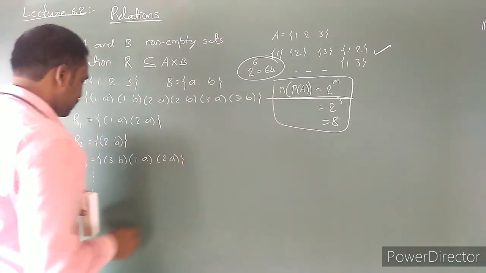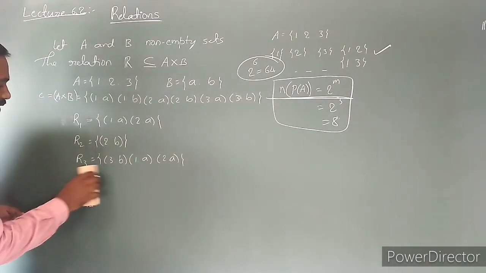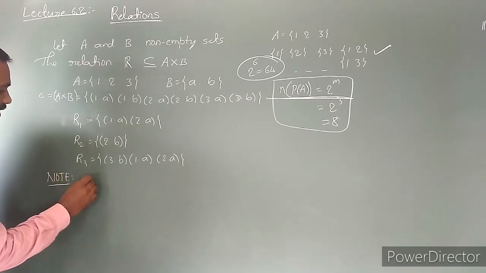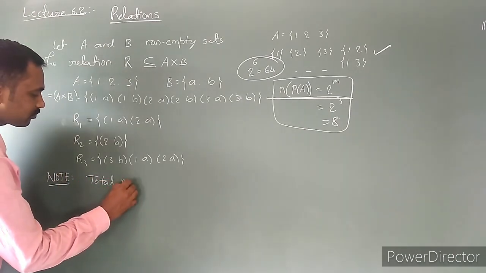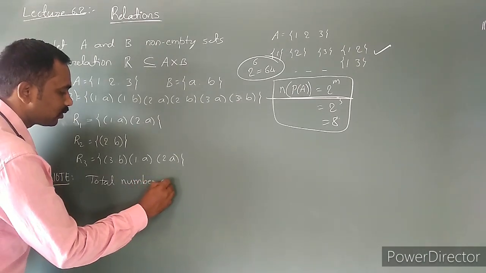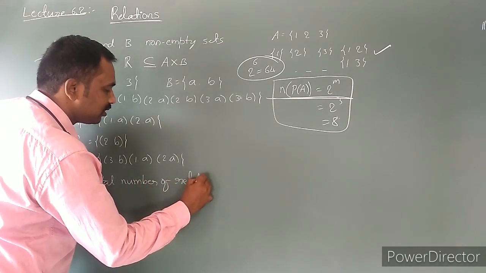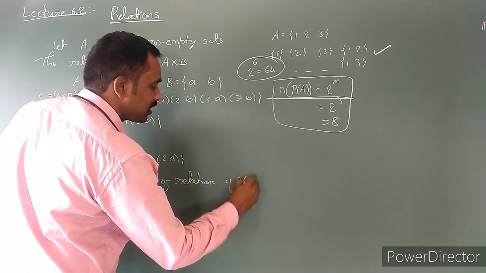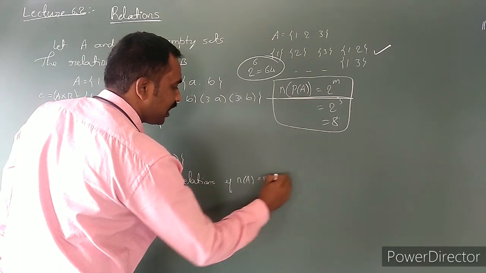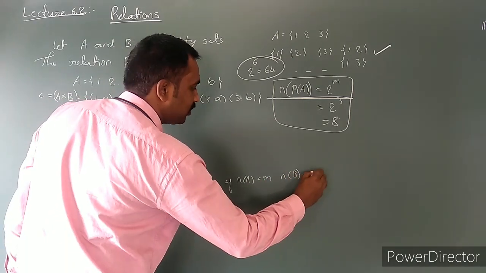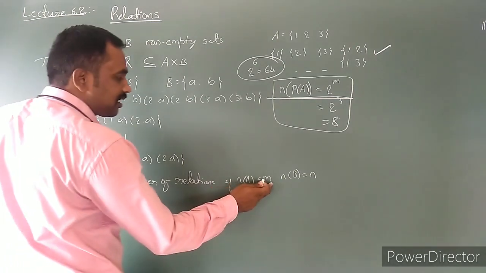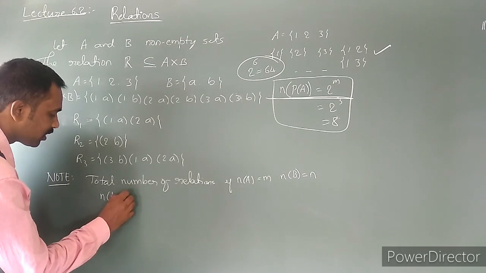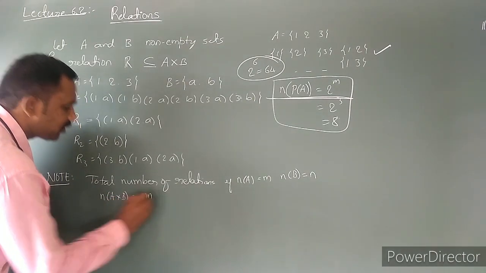Now, we just got one point. What is that point? Note, I just take it. What does the note mean? Number of relations. What is the total number of relations? If n of A is equal to m and n of B is equal to n. Set A contains m elements, set B contains n elements. Then what is n of A cross B? n of A cross B is equal to m into n.